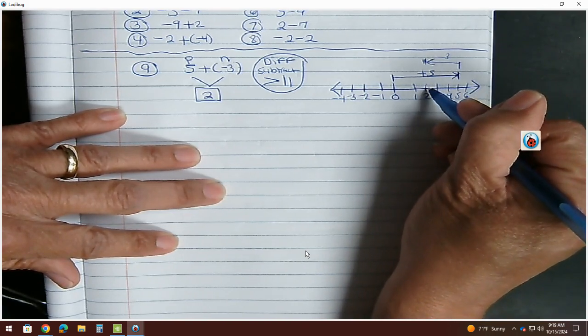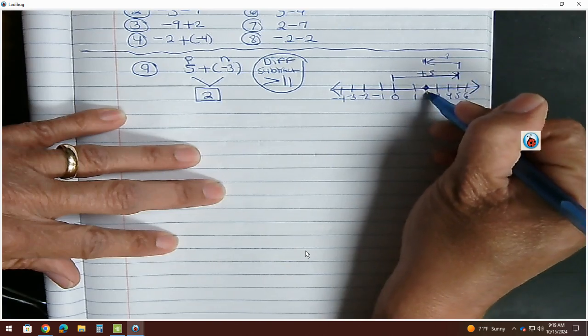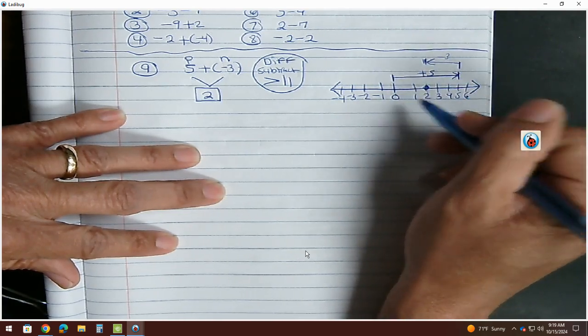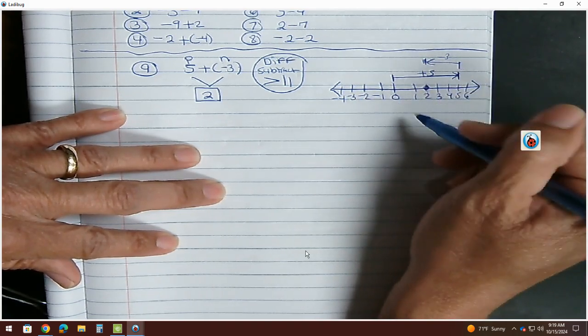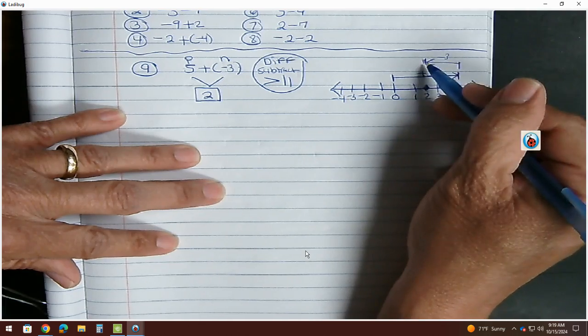Where did you end up at? At 2, mira, aquí está. At 2. Positive or negative? Positive. You didn't end up on the other side. You didn't lose that many. You had $5 and you lost $3, so you still have money.